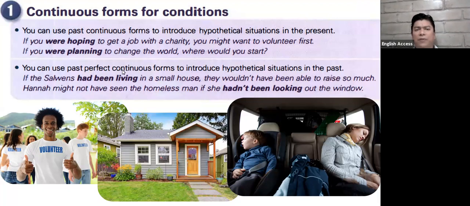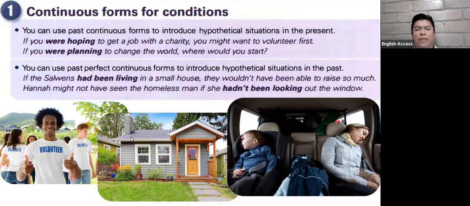You can use the past perfect continuous forms to introduce hypothetical situations in the past. For example, if the Solwents had been living in a small house, they wouldn't have been able to raise so much. Or Hannah might not have seen the homeless man if she hadn't been looking out the window.